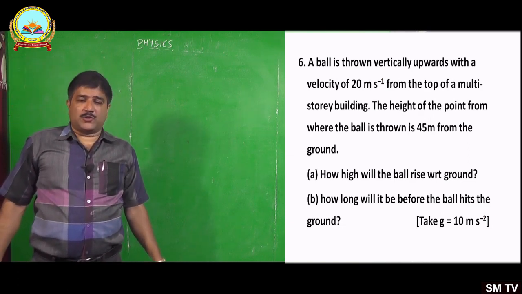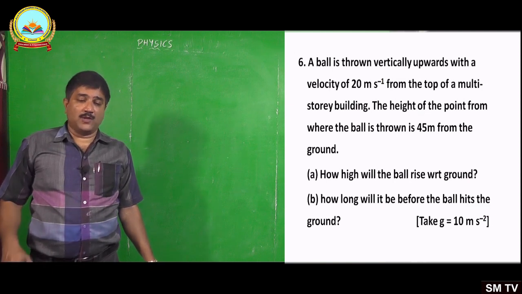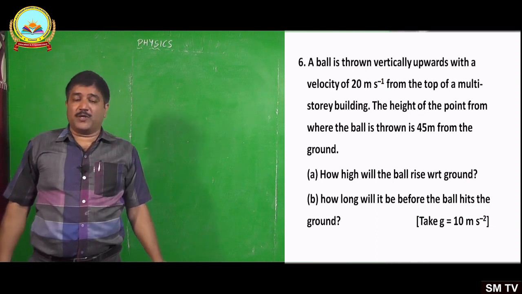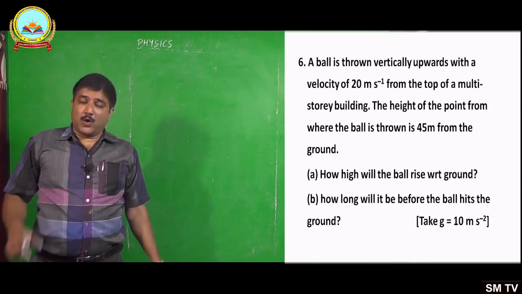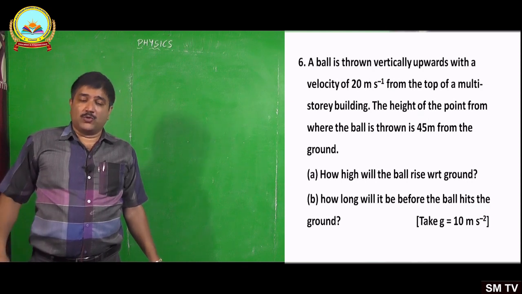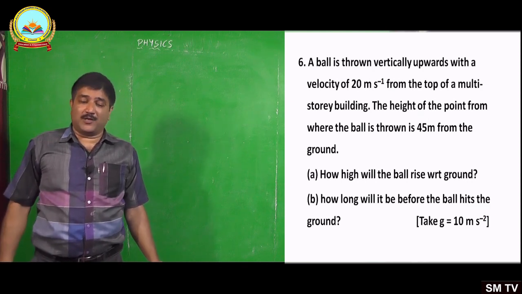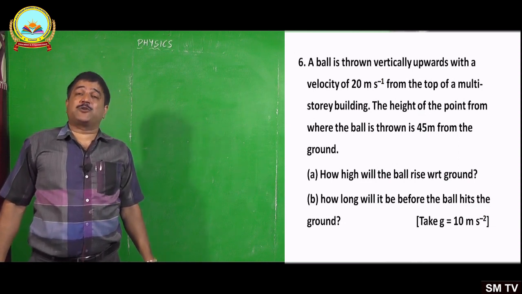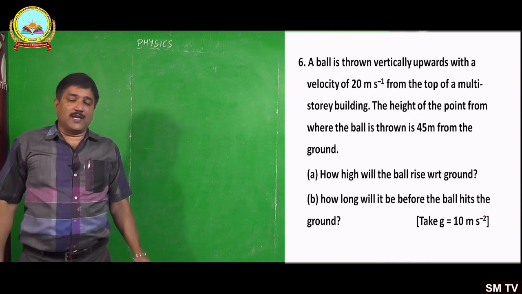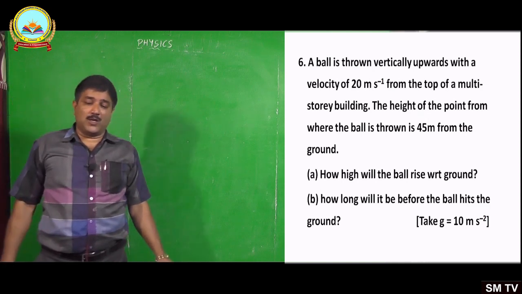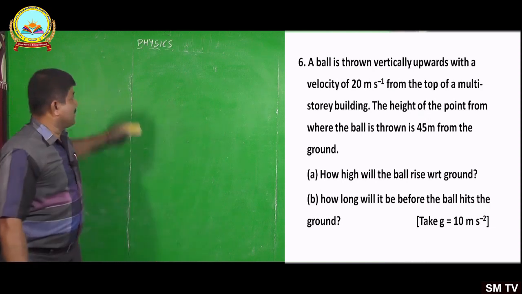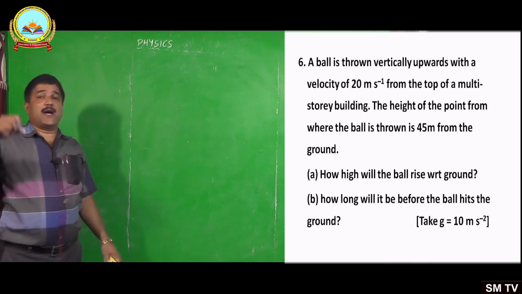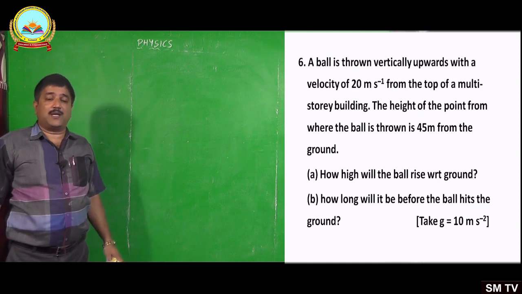A ball is thrown vertically upwards with a velocity of 20 meter per second from the top of a multi-story building. The height of the point from where the ball is thrown is 45 meter from the ground. Questions are like this: how high will the ball rise with respect to the ground, and next, how long will it be before the ball hits the ground? So in this problem it is not thrown from the ground, remember, it is thrown from a height of 45 meter from a multi-story building.